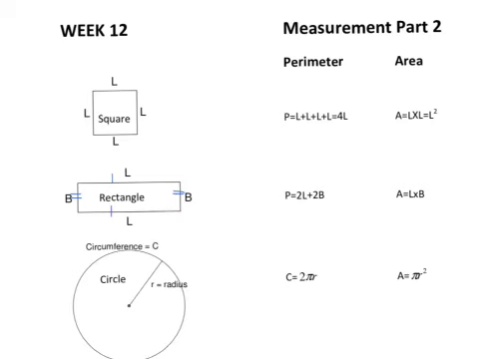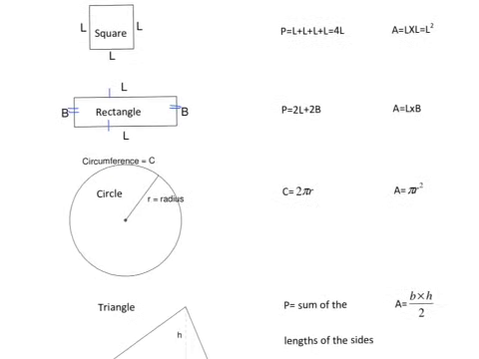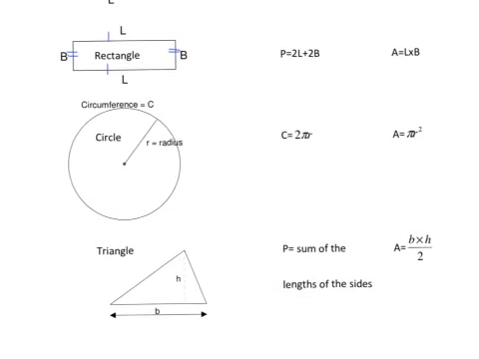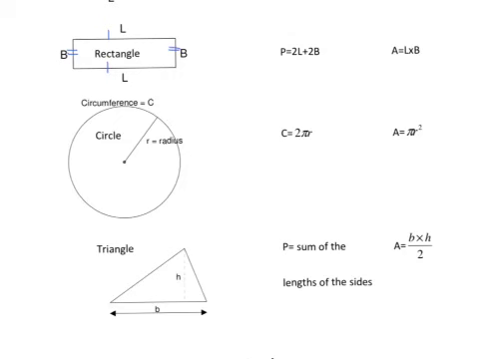If we look at a circle, the formula for the distance around the circle, that is the length around the edge of the circle, we call it the circumference. It has the formula 2 pi r, where the radius is equal to r, and the area of the circle is pi r squared.